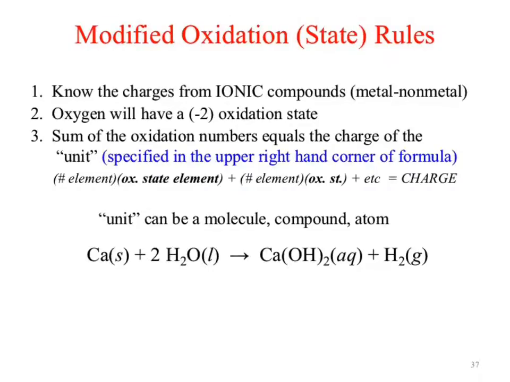Our oxidation state rules. This is just the shorthand modified version, because this is what you need to know. You need to know your charges from your ionic compounds. This is why you did that with nomenclature. Oxygen will always be a -2 charge. And in the big part, the sum of the oxidation numbers equals the charge on your compound. That's huge. That you've actually already done.